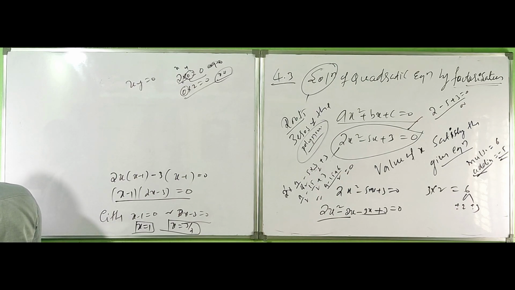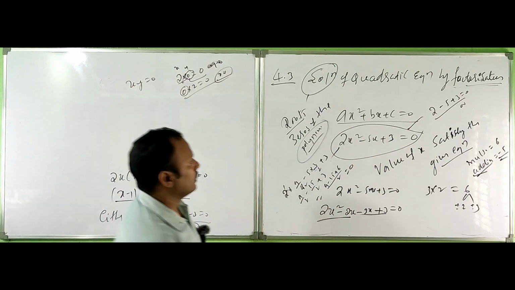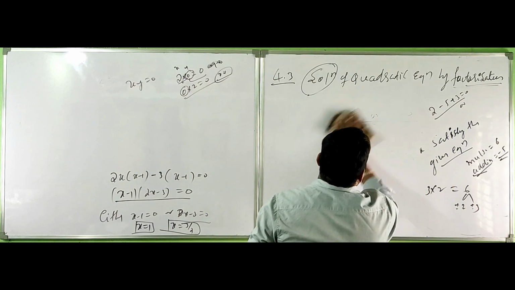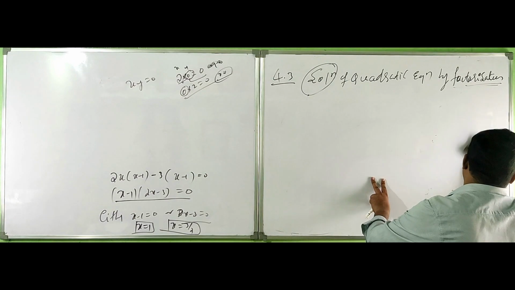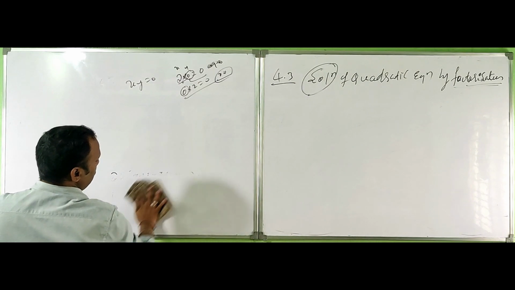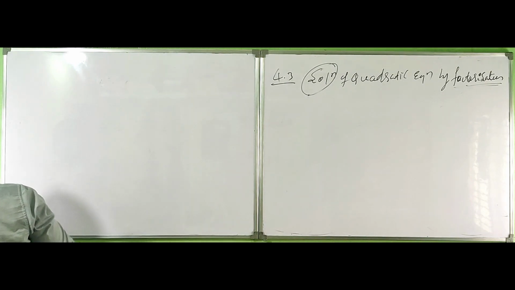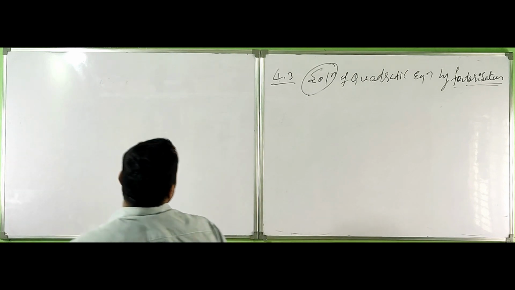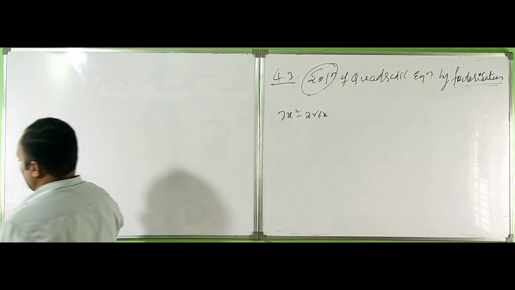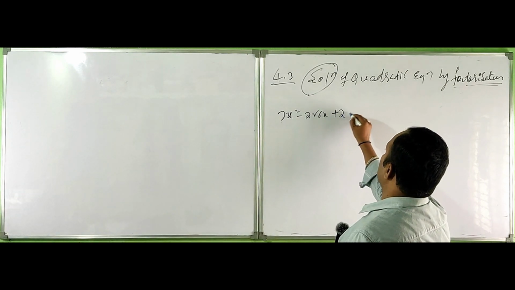Okay. Then the question is: find the roots of the equation 3x square minus 2 root 2 x plus 2 is equal to 0.